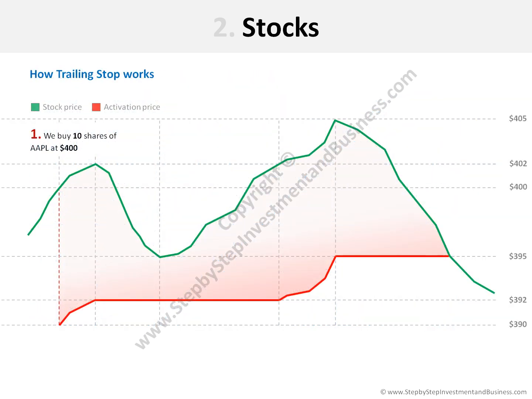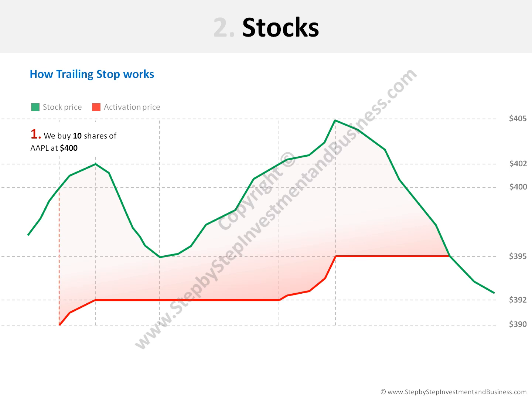For clarity's sake, let's see the previous example on a graphic representation. As we had seen on the previous graph, on the vertical axis we have the stock price, whose variation over time is shown in the green curve. On the other hand, the red curve indicates the value of the activation price of our trailing stop order.